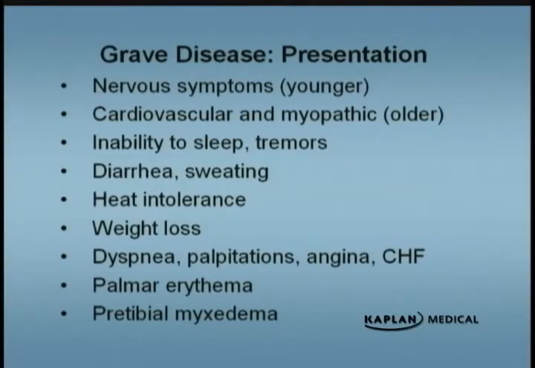Now, the presentation of Graves' disease: the nervous system symptoms, where they get jittery, and they get tachycardia, like cardiovascular disease. Especially in older patients, they have a proximal myopathy, where they have difficulty standing and picking up things. And then they have the tremors and the inability to sleep at night. They may have diarrhea, sweating. Heat intolerance is very common, especially in warm places, and they have weight loss. Typically they have weight loss.